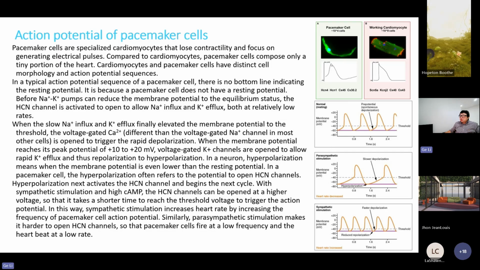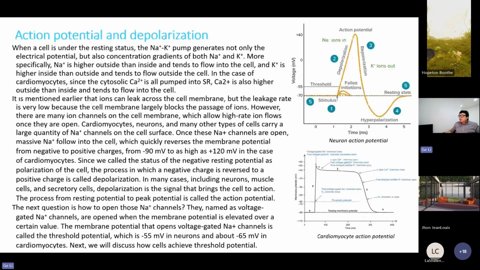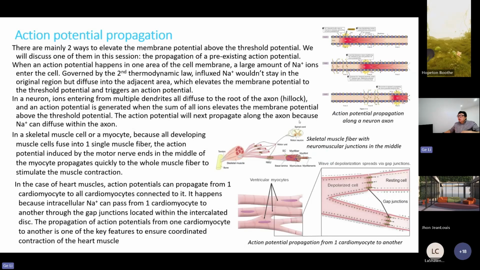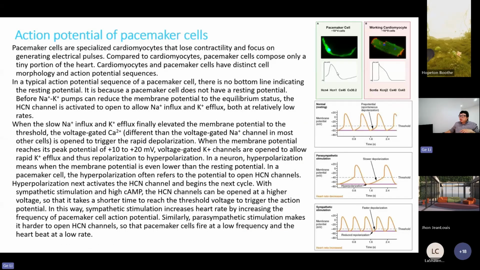This is the action potential of pacemaker cells. One of the features here: compare this to a cardiomyocyte or to this one, the neuron. This is the resting potential. Resting potential is a straight baseline that stays there for long. But look at the pacemaker cells. A pacemaker cell does not have a resting potential. It does not have the straight baseline.